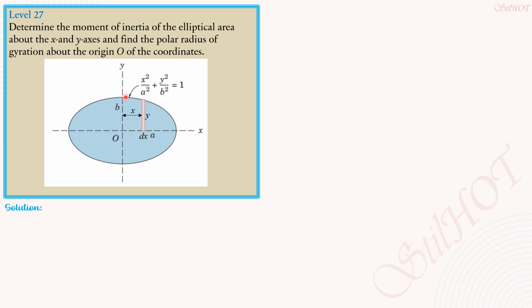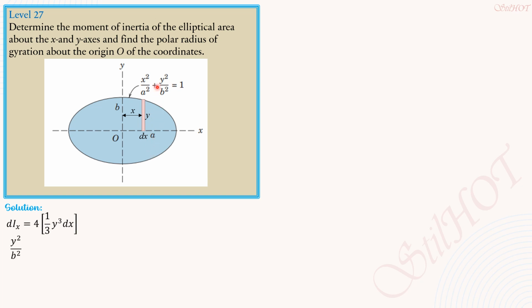Take note that we just consider one region of the ellipse in one quadrant, and there are 4 identical quarter ellipses. Therefore, we multiply the differential moment of inertia by 4. So differential Ix equals 4 times quantity 1/3 of y cubed dx. That's the moment of inertia of an elemental rectangular strip with respect to the base.